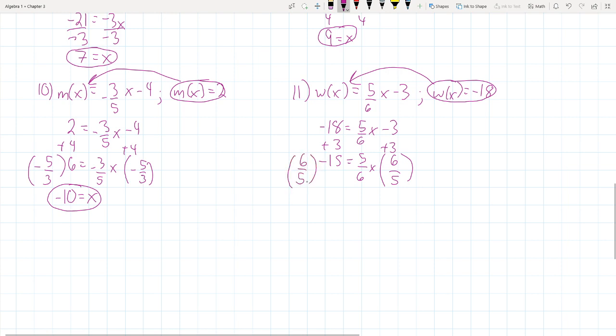And I'm kind of going to do the division first, because negative 15 divided by 5 is negative 3, and negative 3 times 6 is negative 18. Which is kind of cool that it winds up being the same thing. Pretty neat.